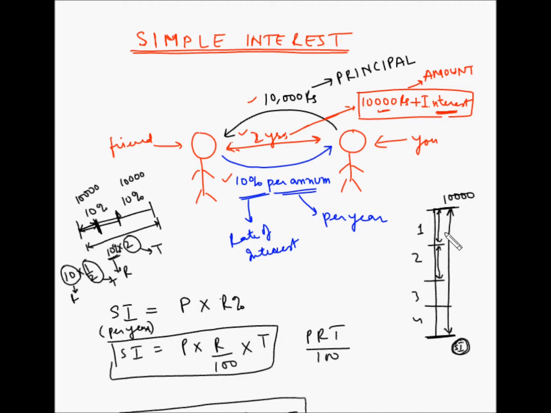So let's say the rate of interest is 10% per annum. So at the end of first year, the interest will be 1000 rupees. At the end of second year, again for the second year itself, it will be 1000 rupees. For the third year, again 1000 rupees, and fourth year also 1000 rupees, and overall you'll have an interest of 4000 rupees. So this is how simple interest looks like.